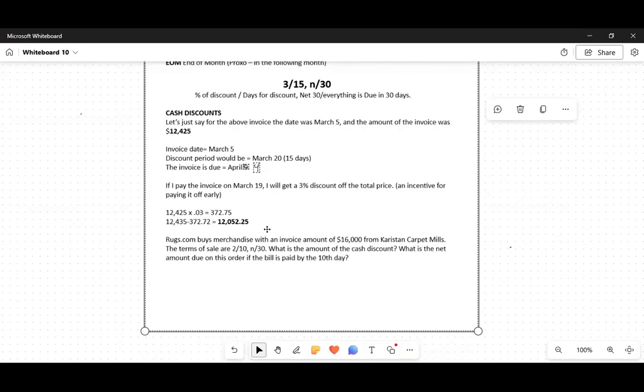However, if I don't pay it off, that's okay. I can just pay the whole thing, the $12,425. I can pay the whole thing on the 30th, the April 4th, and be okay. So we'll look at another example.